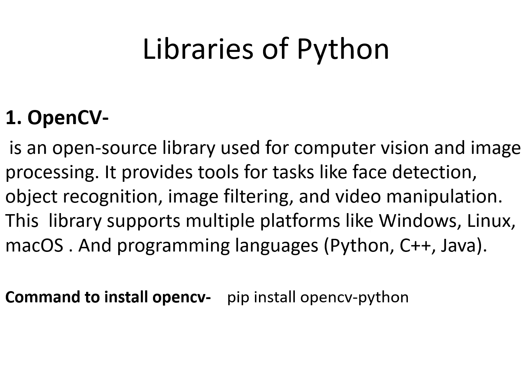Now coming to the next, that is libraries of Python. The first one is OpenCV. The OpenCV library is used for computer vision and image processing. It provides tools for tasks like face detection, object recognition, image filtering, and video manipulation.